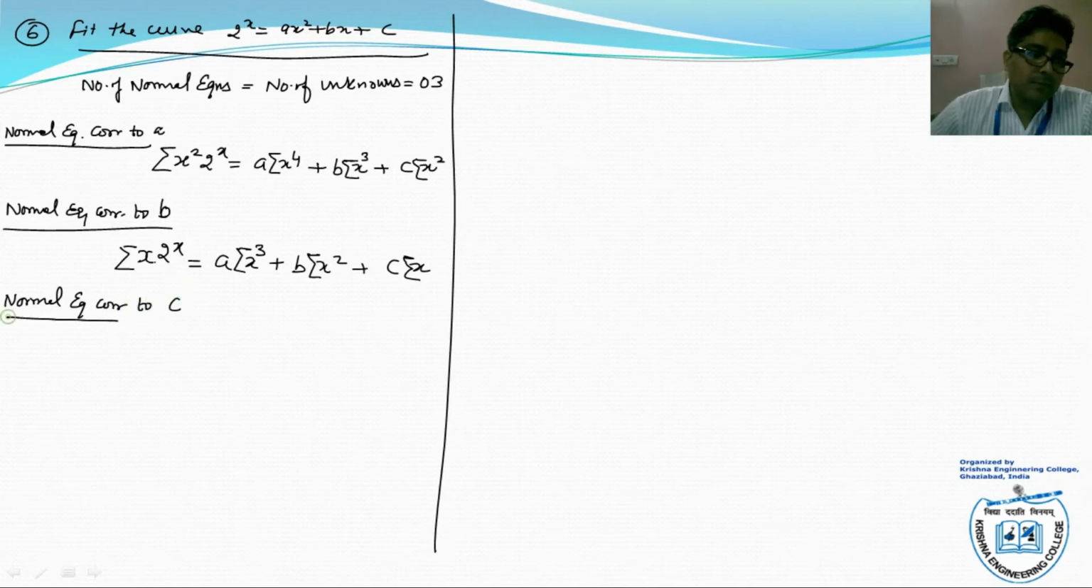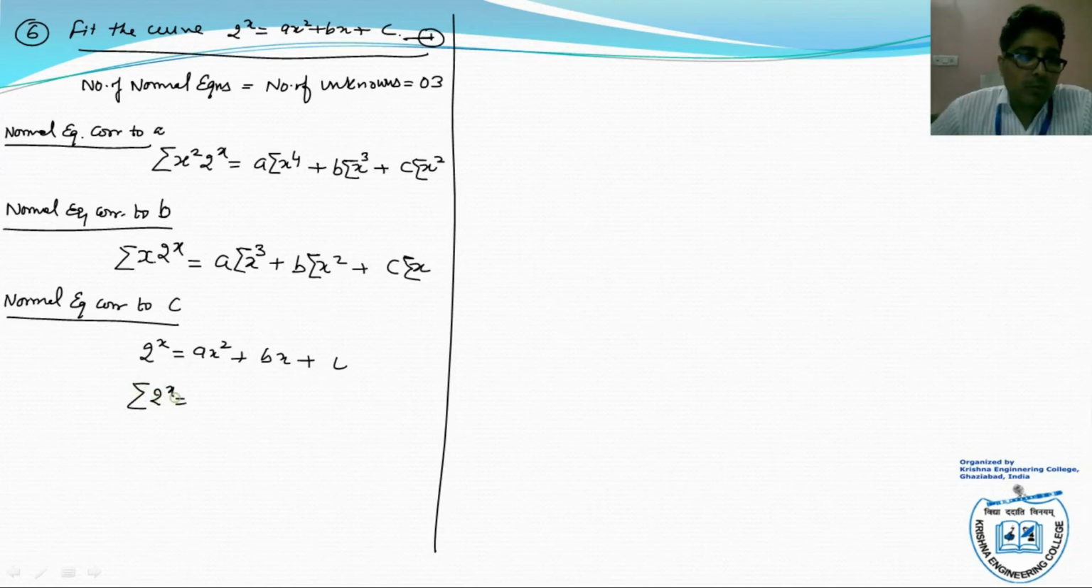Corresponding to constant C. Now the coefficient of C is 1. So multiplying the whole equation by 1 and take the summation. So equation 1 is as it is because we are multiplying by 1. Clear? And after multiplying, take the summation. So this becomes sigma y, take the constant outside from the summation, and this becomes C into sigma 1. Sigma 1 is n. This is equation number 2, equation 3, this is equation number 4.